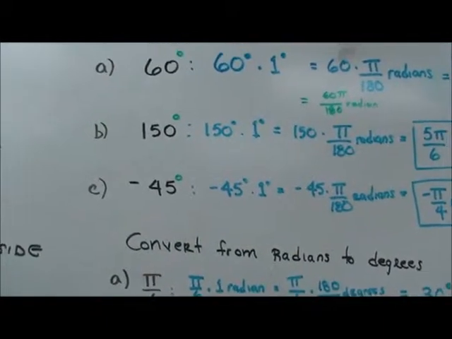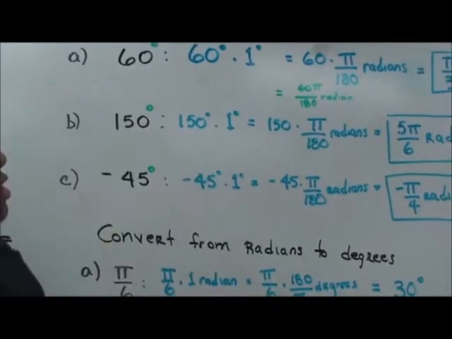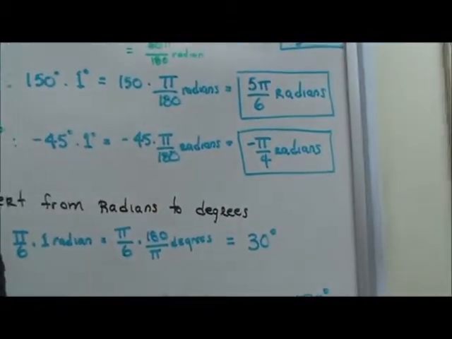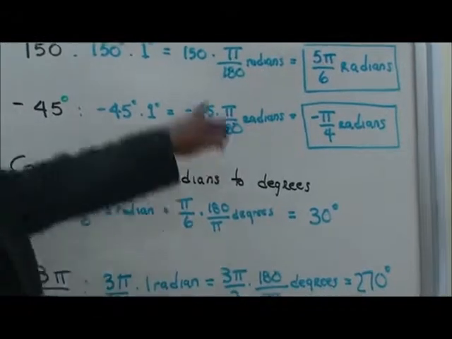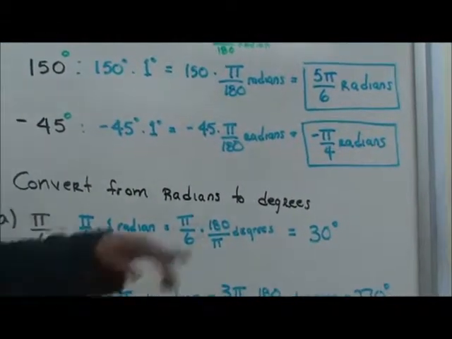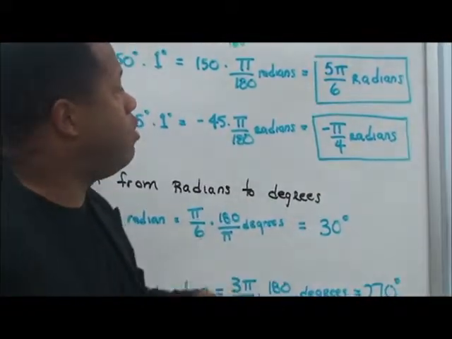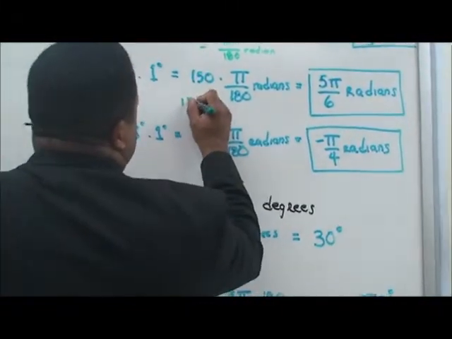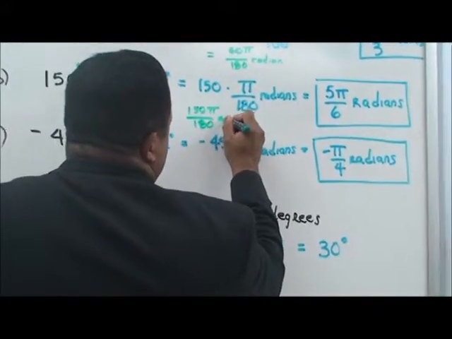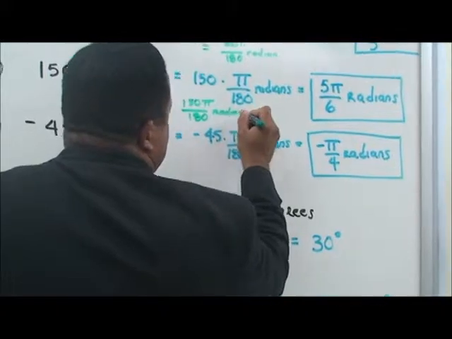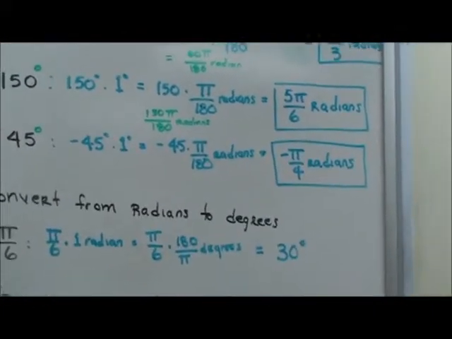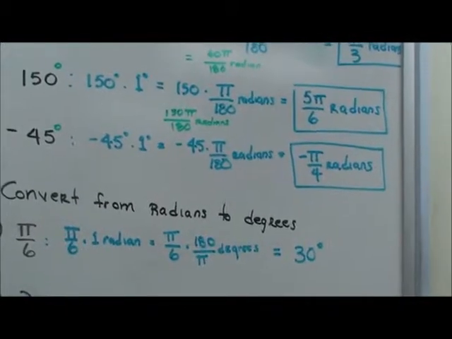Let's talk about 150 degrees. 150 degrees times 1 degree, which you want to convert to radians, which is pi over 180. It'll be 150 times pi over 180 radians. This is going to reduce down, isn't it? 150 pi over 180 radians is going to equal 5 pi divided by 6 radians. That is your solution to this problem.